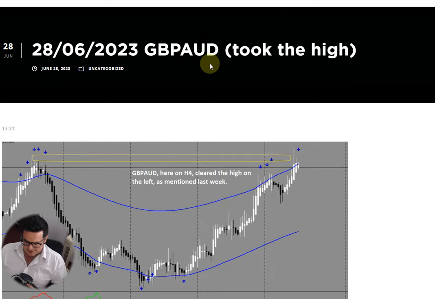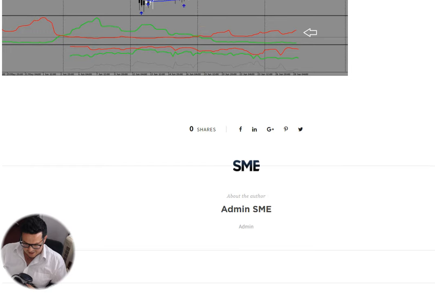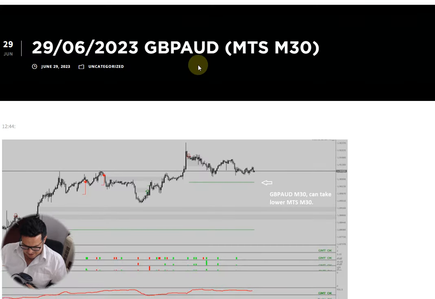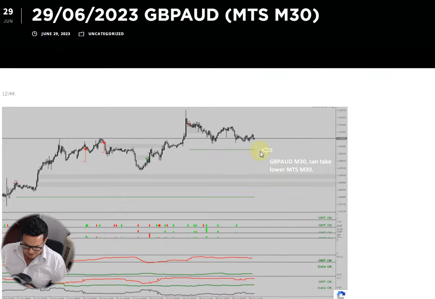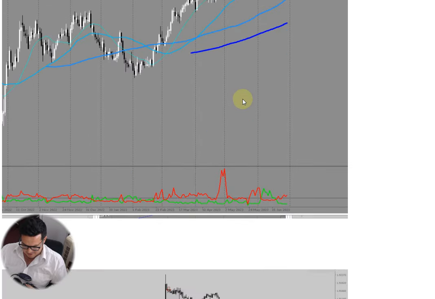So 28th of June. Pound Aussie, okay, cleared the high. You may remember that from last week. Did this exaggerate move. Now here on the 29th. MTS below the price after the other side has been cleared. So Pound Aussie M30 can take the lower MTS. Short trade. Come on. Not difficult.